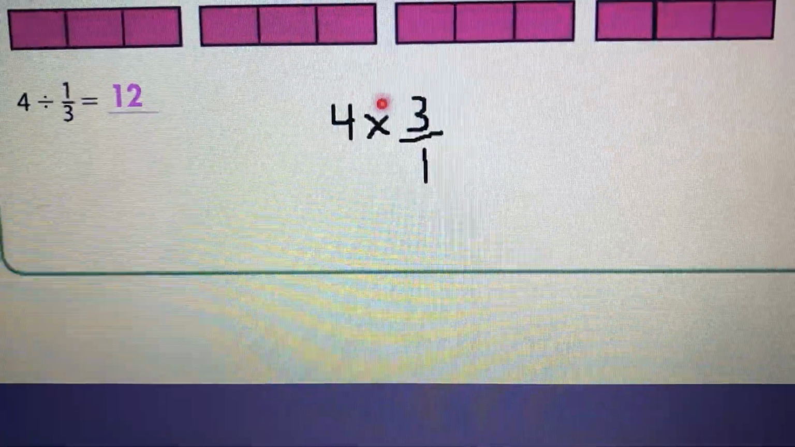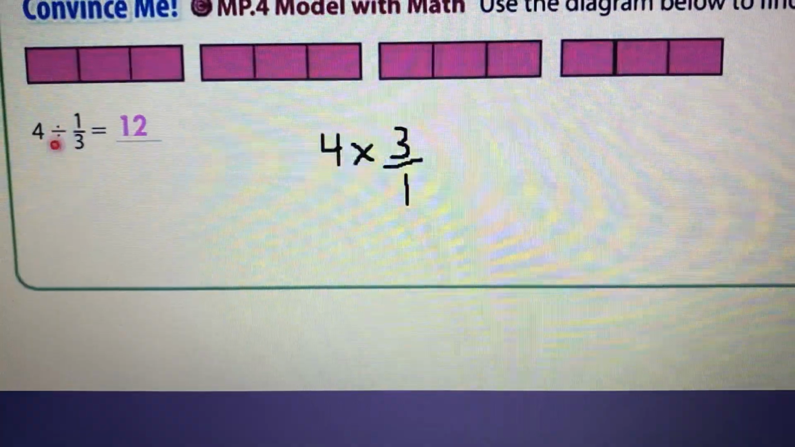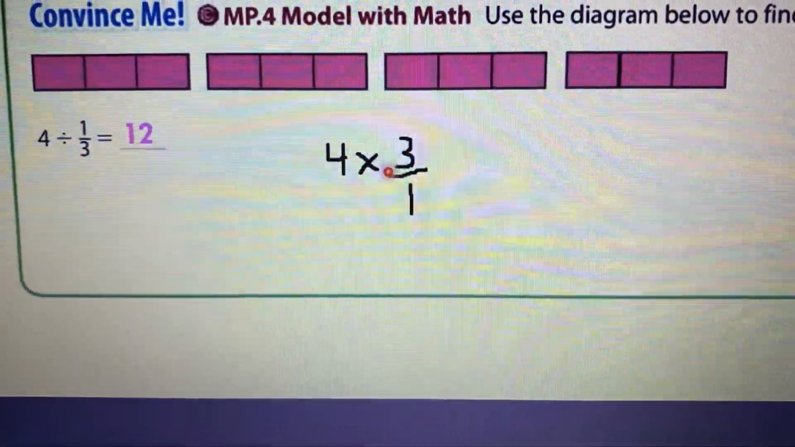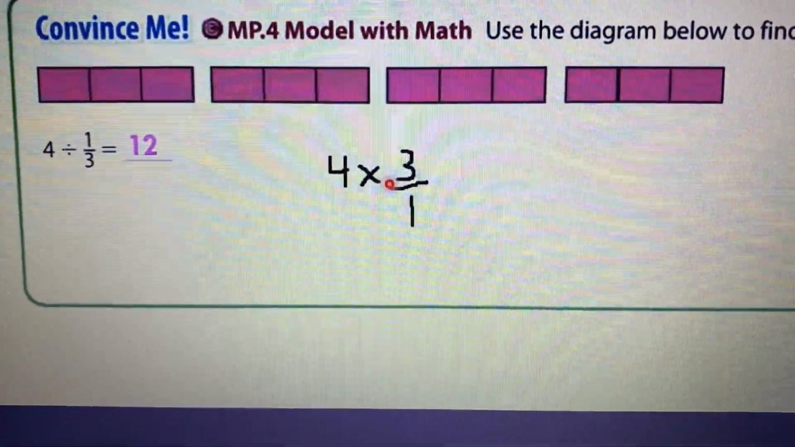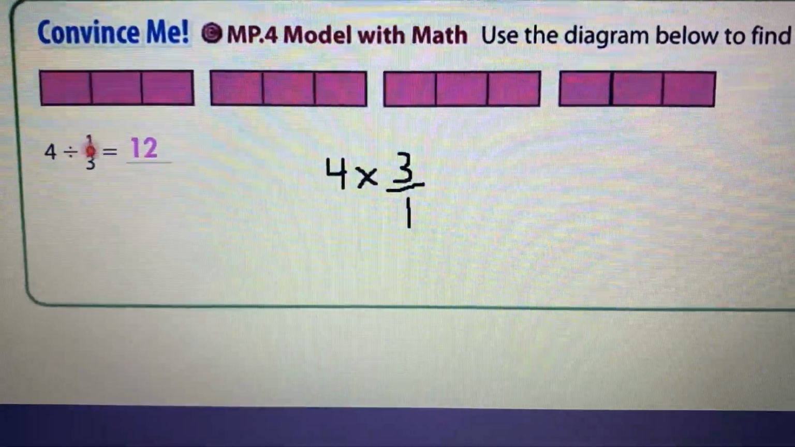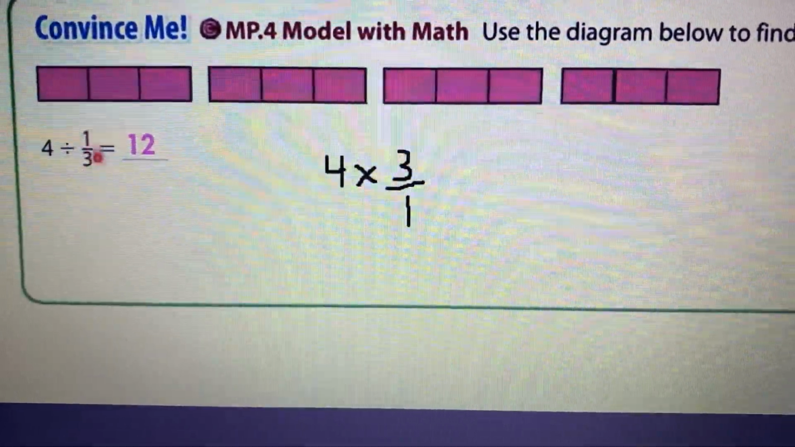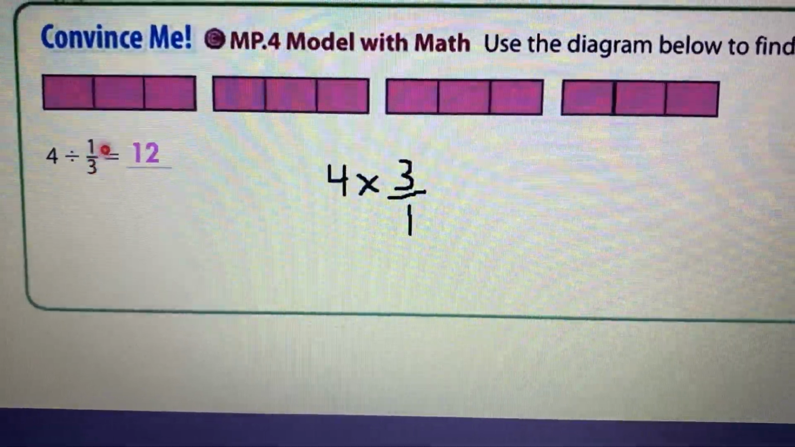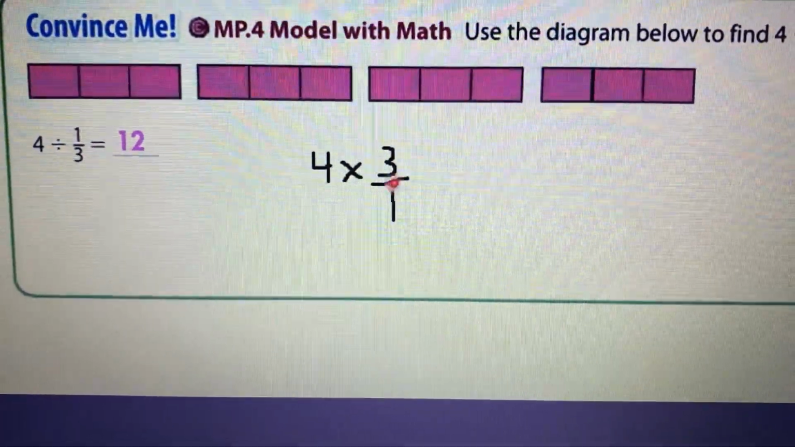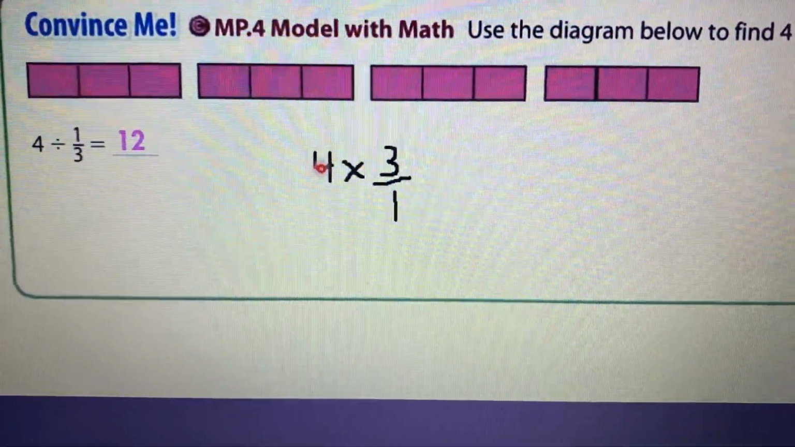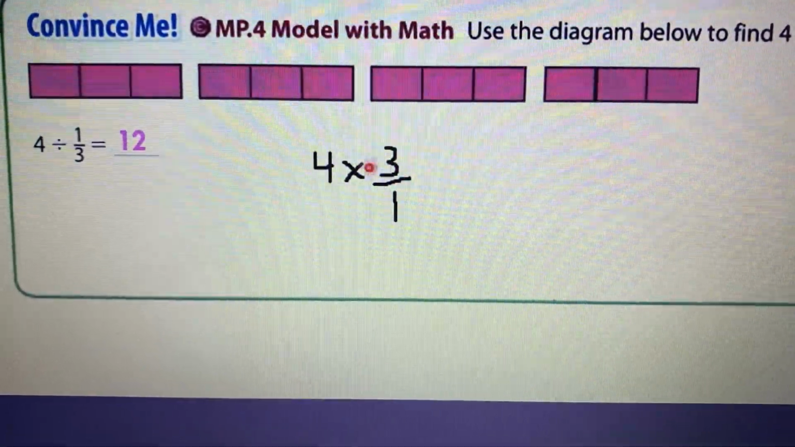Or you can say that 4 times, I will convert the division into multiplication. Only if I'm dividing by a fraction, I can make the division into multiplication and switch the numerator and the denominator with each other. So here I have 1 over 3, so it's going to be 3 over 1. And then you will multiply 4 times 3 equals 12. 1 times 1 equals 1, so the answer is 12.